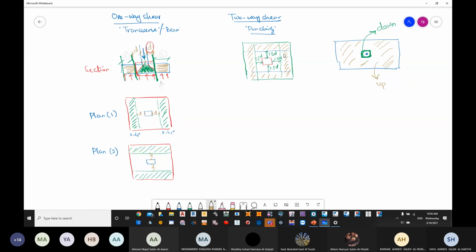Once again, one-way shear represents the foundation going up. The foundation is trying to cut the column. Punching represents the opposite, where the column is trying to punch or cut my foundation. Now, for me to be safe, I need to check both scenarios, that both are maintained.